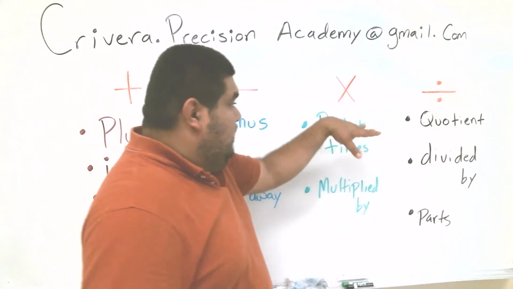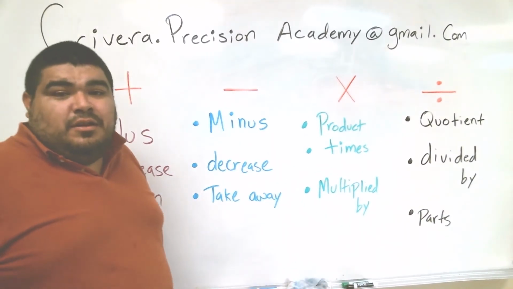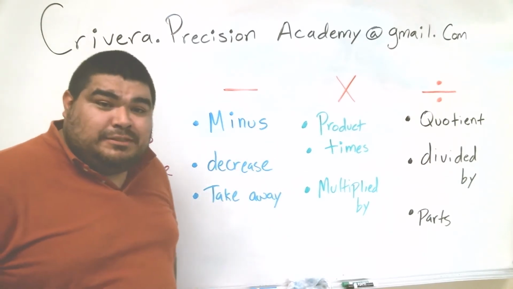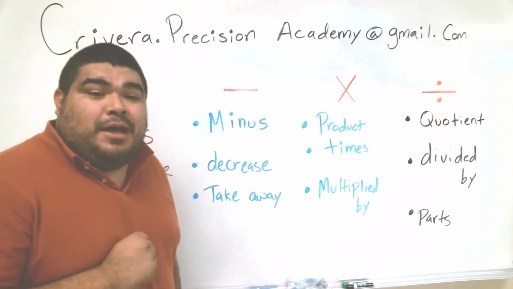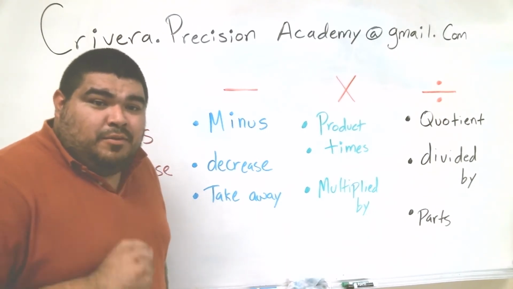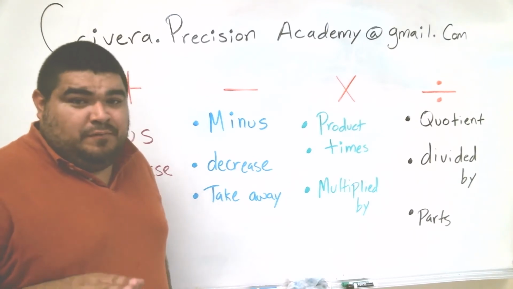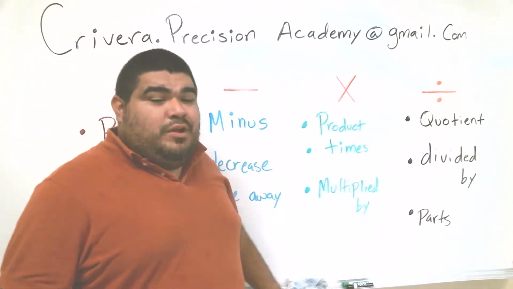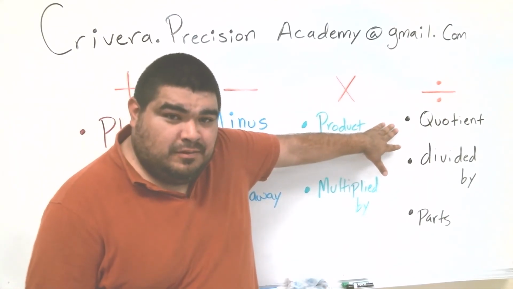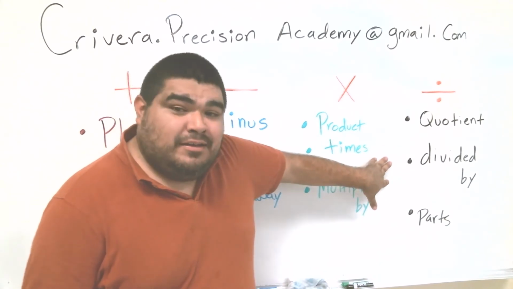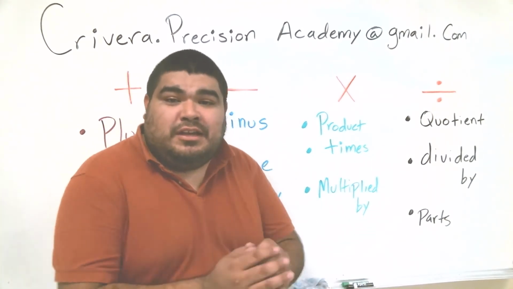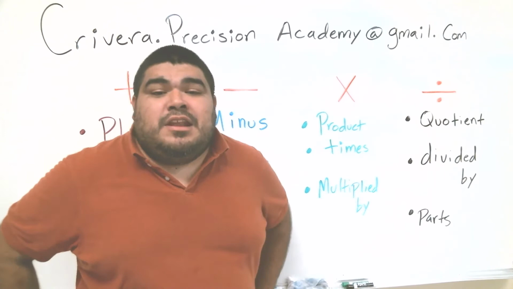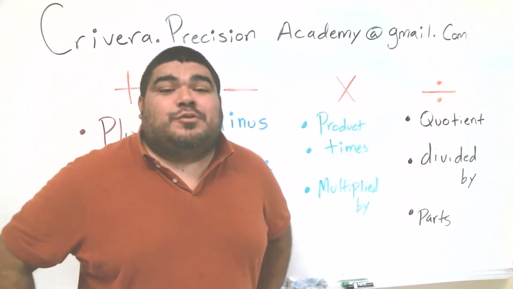For multiplication, we have product, times, and multiplied by. Remember, at any time, pause the video if you have to. For division, we have quotient, divided by, and another one we might see is parts, because remember, it's being taken into many different parts. Now that we know some of the words, we can actually get started on today's concept.